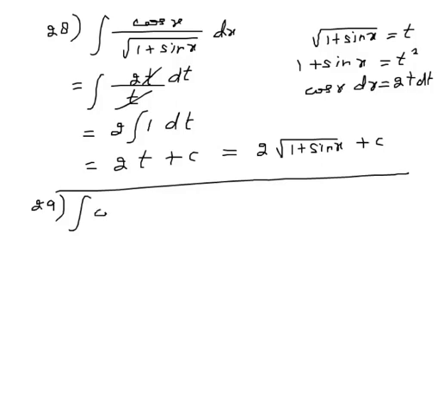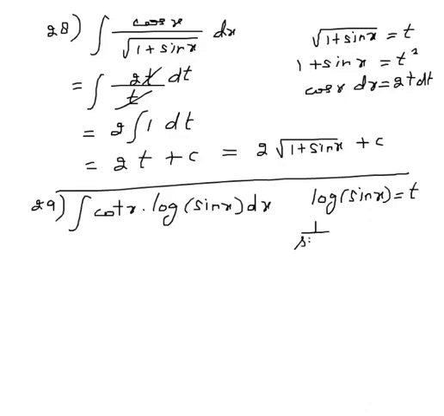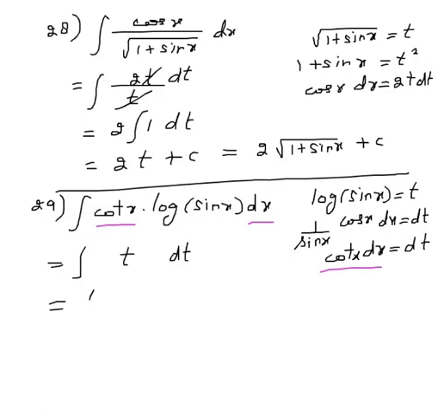Question 29. Integral of cot x into log of sine x dx. Differential of cot x is minus cosecant square, which we don't have. So let us try by taking log of sine x as t. Differential of log is 1 by sine x. We are applying chain rule. Then differentiate sine x, which is cos x dx. We get cot x dx as dt, which is there in the function. Cot x dx is dt and log of sine x is t. Now integrate t, which gives t square by 2 plus c, and substitute for t. So log of sine x the whole square divided by 2 plus c.